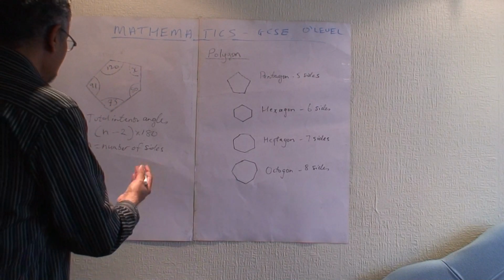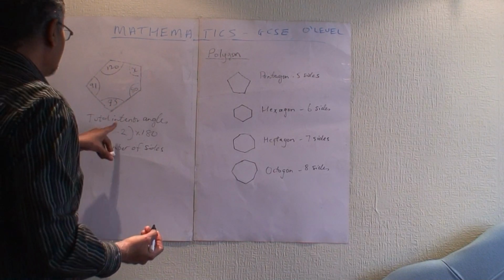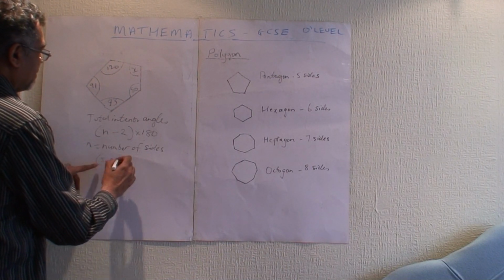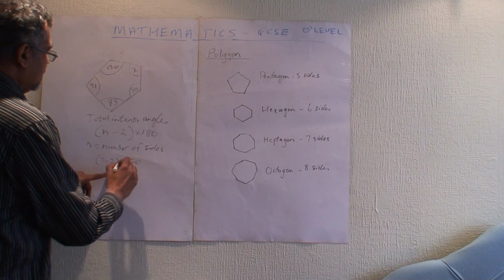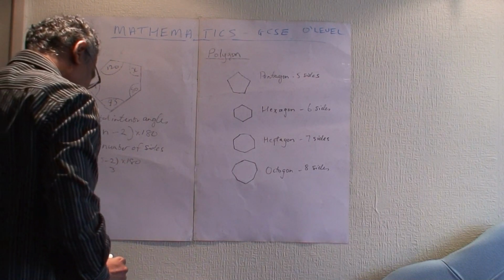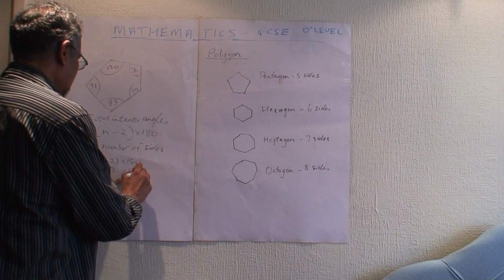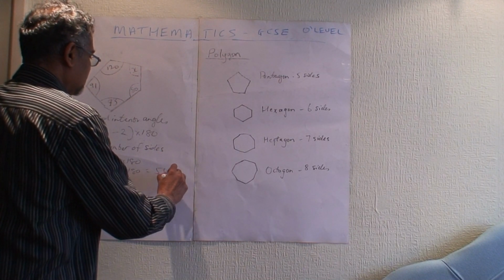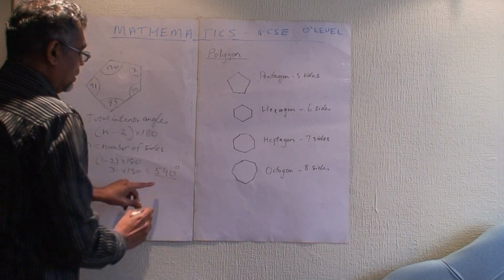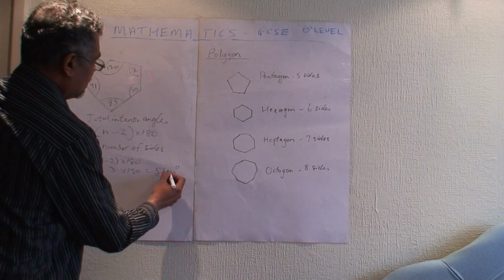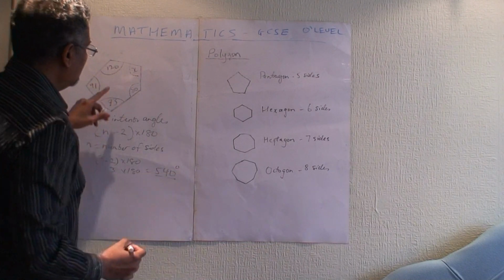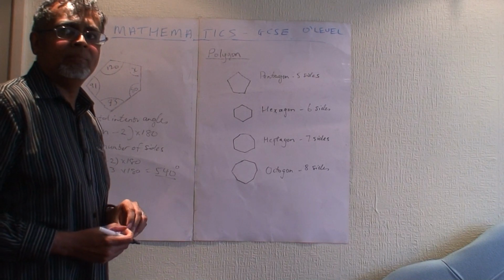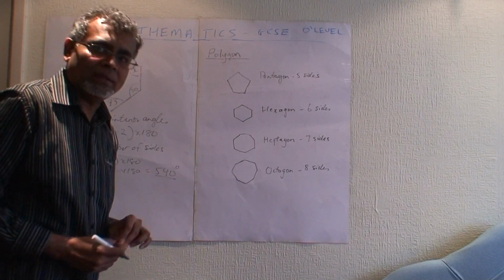So using this formula, we know it's 5 sides, 5 minus 2, multiplied by 180. That's 3 multiplied by 180, which is equal to 540 degrees. Now 540 degrees equals the total sum of the interior angles.